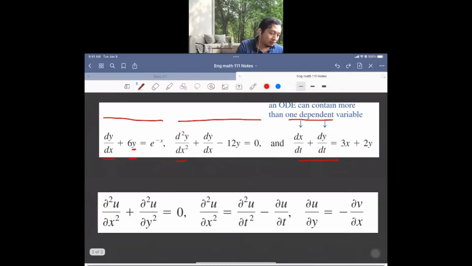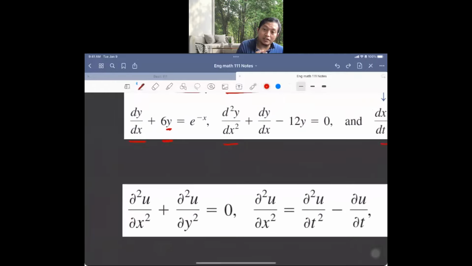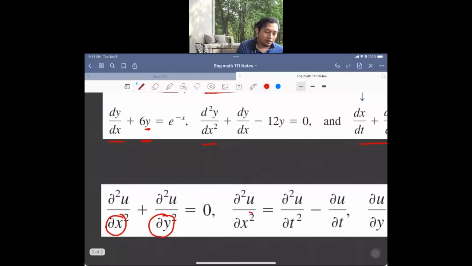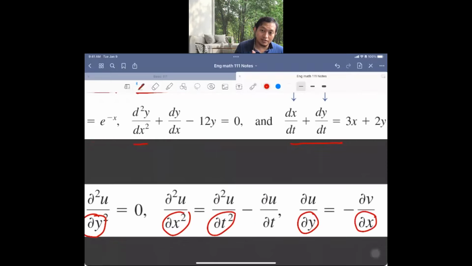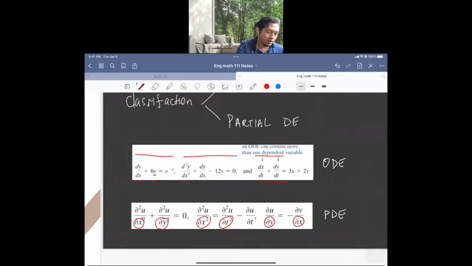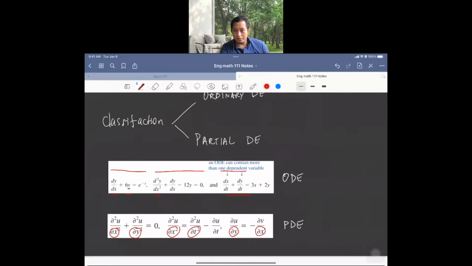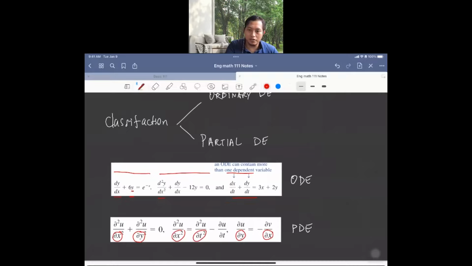But I just want to show you the difference between the ordinary and the partial one. For the partial one, we have two independent variables, x and t, and then this and this. We have also two independent variables. So that means this is a partial differential equation. I hope it is clear from these differences. If you need to write, you can write, or if you feel you need to take a screenshot, take the screenshot.